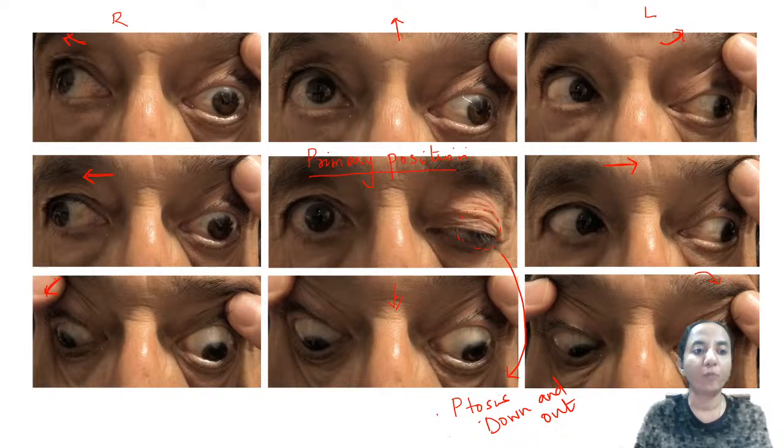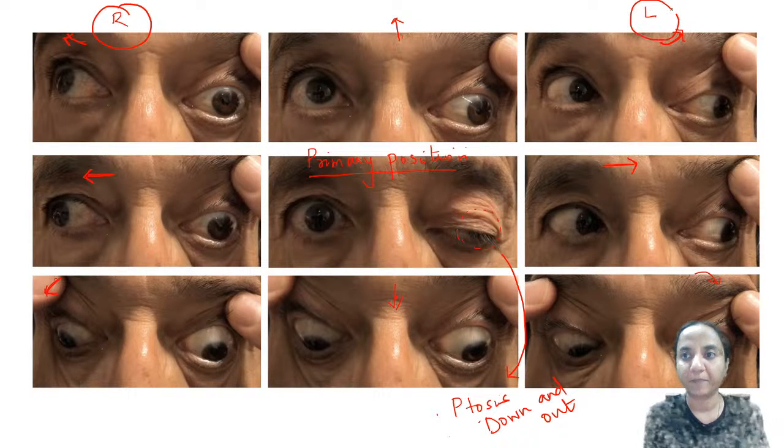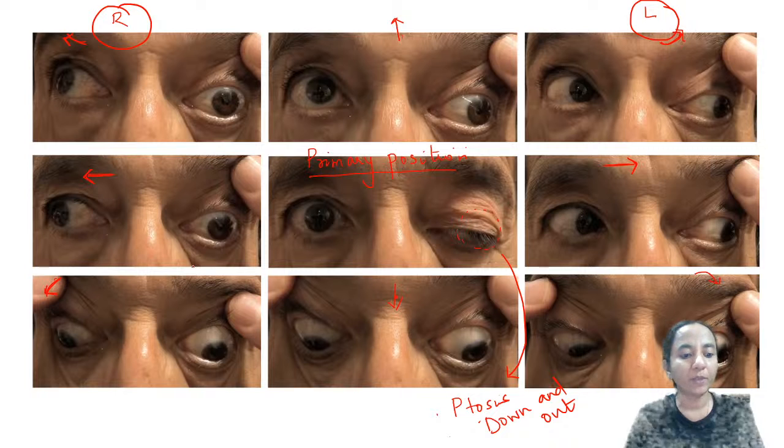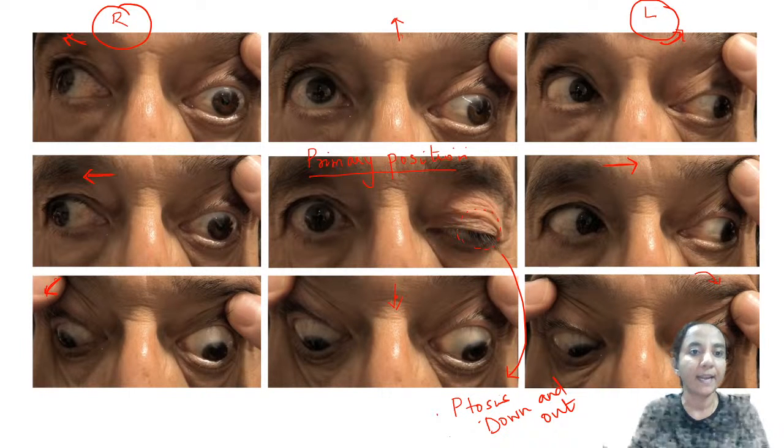Now look at the movements. Look at all the movements on the right side. This is your right side and this is your left side. When the patient is asked to look to the right side, this left eye is not moving at all. It is not moving up also. The elevation is affected, the depression is also affected.